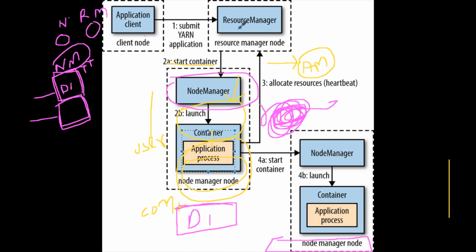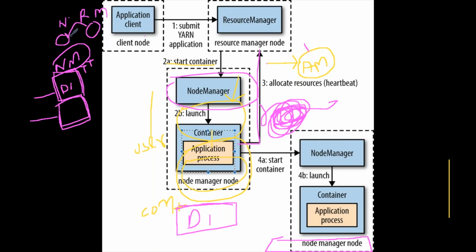The client sends a request to the resource manager: we got a job, help me run the application master for this job. The resource manager tells a node manager to launch an application master, because that is responsible for running the job. The application master asks the resource manager to allocate resources in terms of containers.